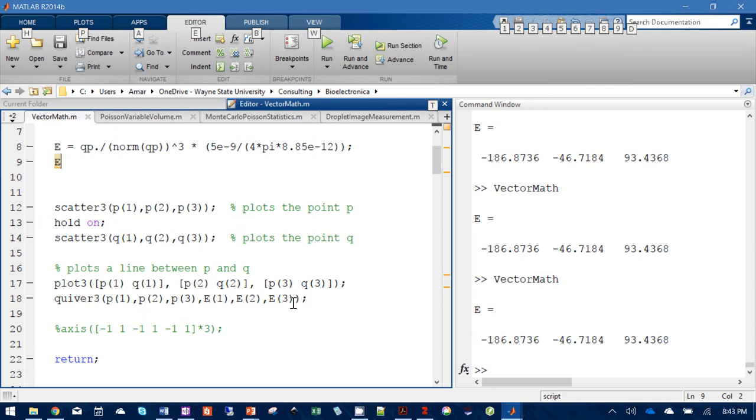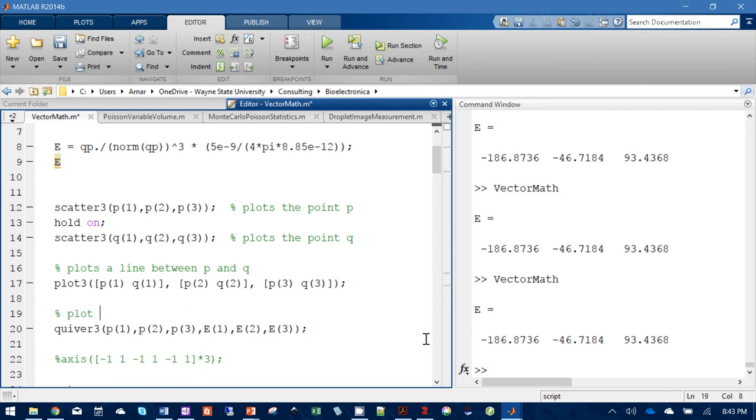Quiver, sure. So this one plots the vector. That's the electric field vector.